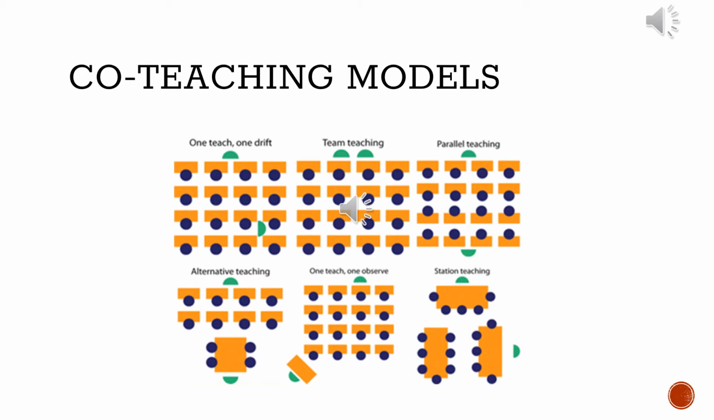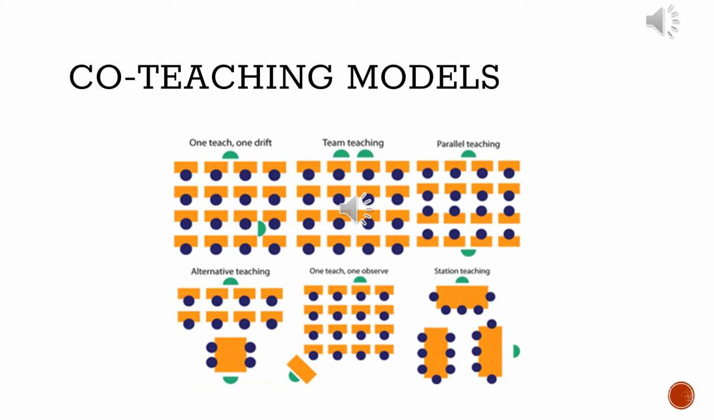It's important when you're doing parallel teaching to remember that your group should not be just your students with an IEP in one group and your students without an IEP in another. It should be heterogeneous groups that are determined by the teacher and the special ed teacher and the co-teacher, and they should change frequently as well.